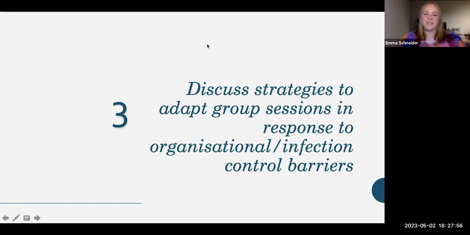So our final point is to discuss strategies to adopt group sessions in response to organisational or infection control barriers. Now, I appreciate that across all of the places where you're coming from today, you may have been exposed to different requirements. Our health service was actually one of the COVID hospitals, so we had priorities across our service that limited groups. In fact, we were not allowed to run groups from probably March 2020 until about October 2022. So we were not able to deliver groups in that time.